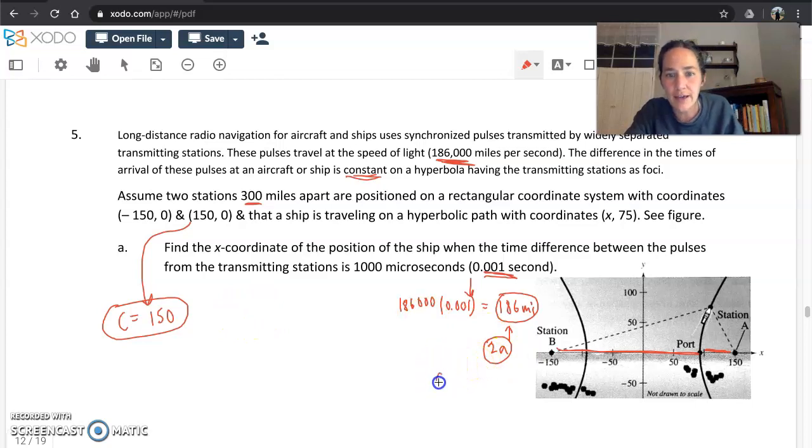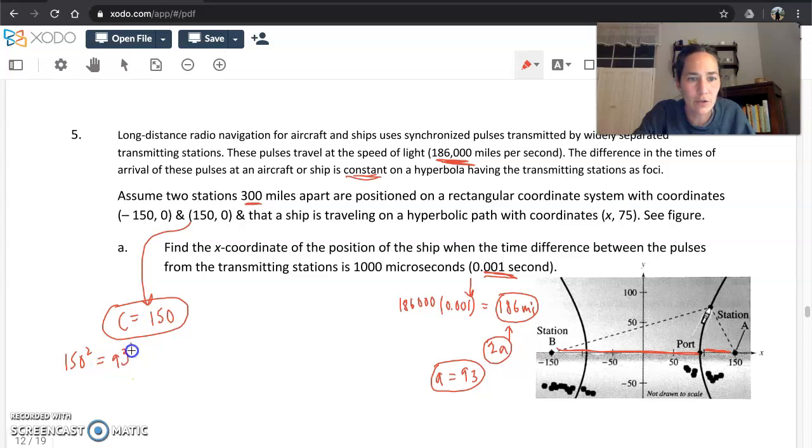And this can get us A. We'll say underneath, we can just call A 93 if 2A is equal to 186. So this is enough to get the equation of a hyperbola, right? We use the normal Pythagorean theorem: 150 squared equals 93 squared plus B squared to get B. Solve for B squared. Go ahead and try that. And you get B squared is 13,851.